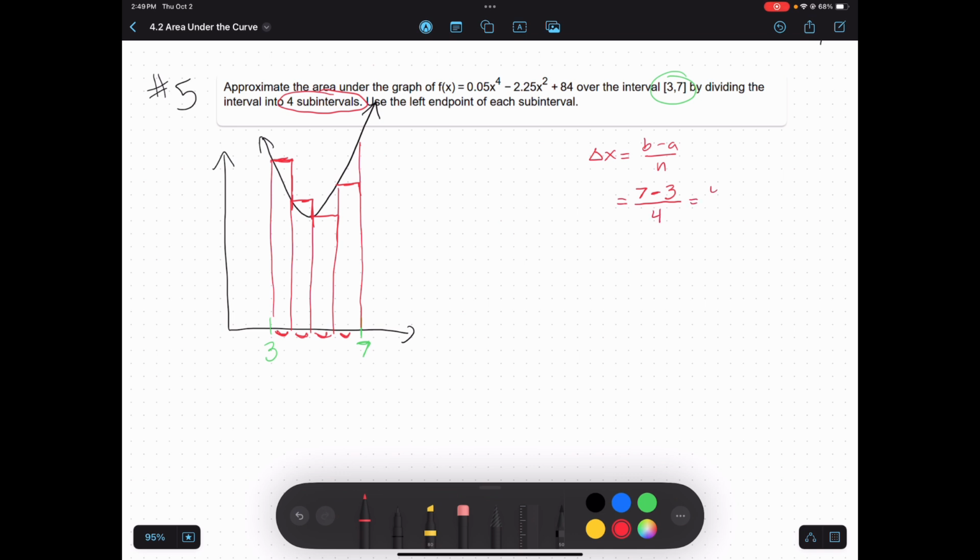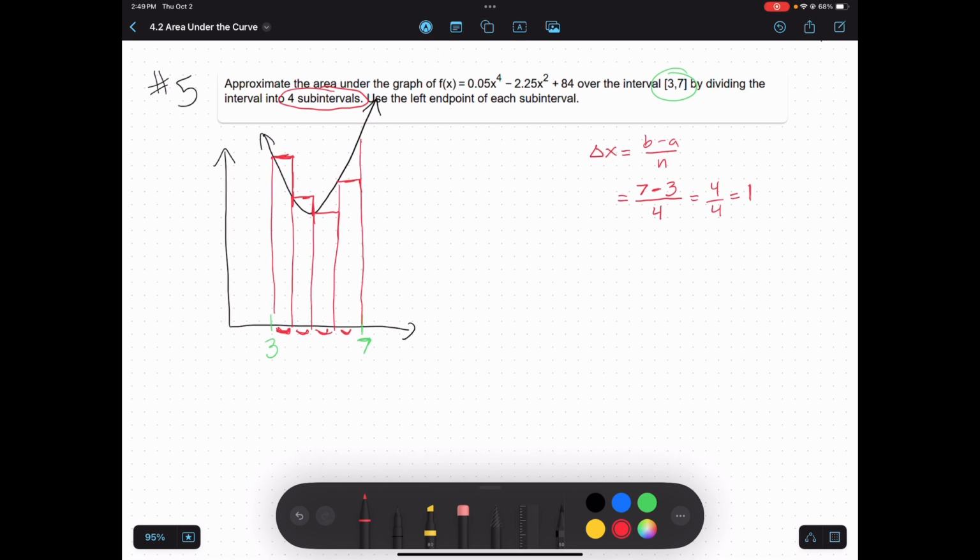Well, 7 minus 3 is 4, divided by 4, and I just get 1. So the width of each of these rectangles is just 1. Makes sense. The interval 3 to 7 has a distance of 4, and I'm dividing that into 4 pieces. So each distance is 1. Well, that makes life a little bit easier. Each width is going to be 1. Now I just need to know the heights.